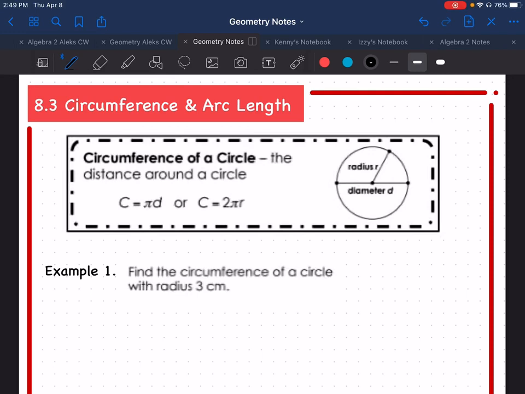Today's lesson is 8.3, circumference and arc length. Let's go ahead and get started with the circumference of a circle. This is the distance around the circle. So if I start on any point on my circle, I'm simply just going to go around.